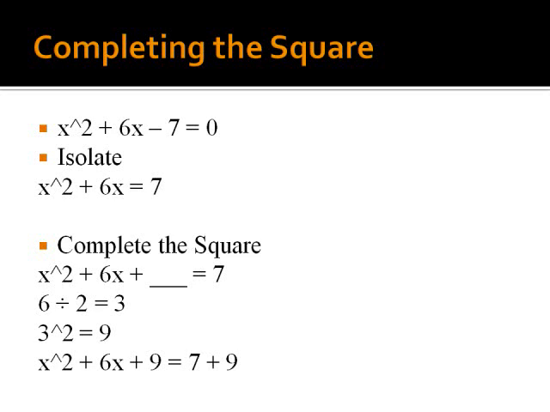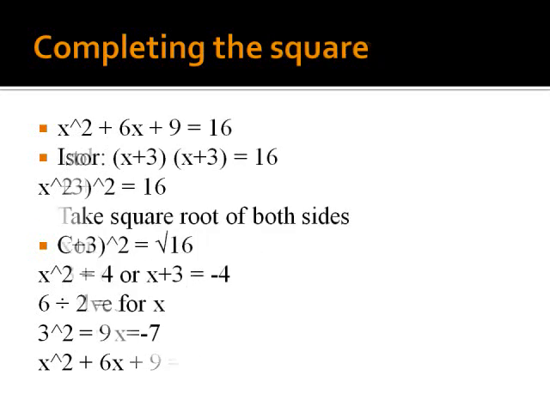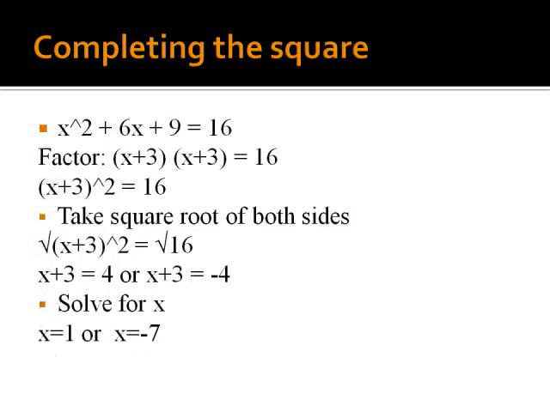Now get your new polynomial and convert it to squared form. You now have x plus 3 squared equals 16. Take the square root of both sides. You now have x plus 3 equals plus or minus 4. Solve for x with positive 4 and negative 4. You will have a final answer of -7 and positive 1.